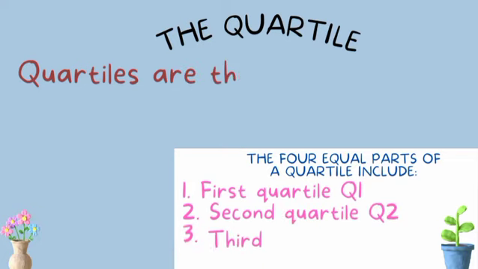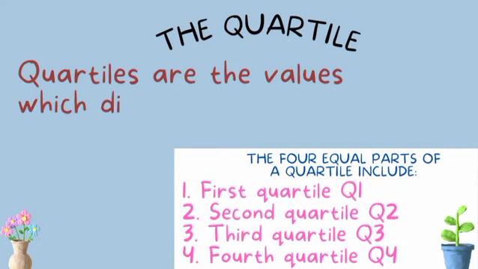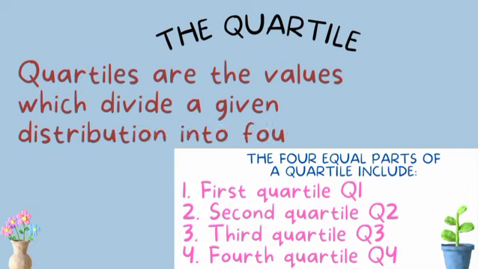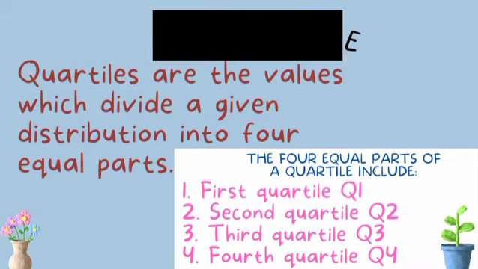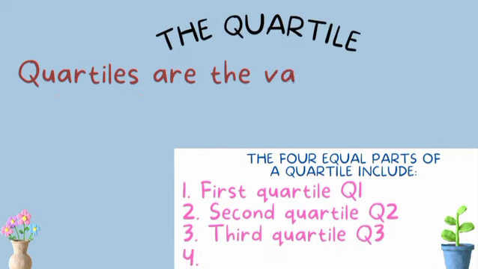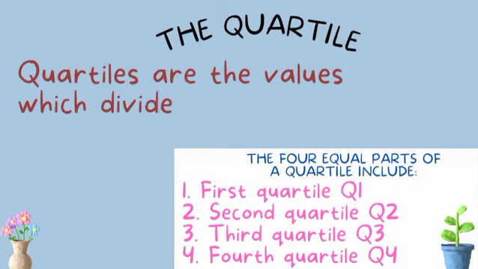We have our quartile, and our quartiles are the values which divide a given distribution into 4 equal parts. It is similar to the median, except that the median divides a distribution into 2 equal parts. And we have the first quartile Q1, second quartile Q2, third quartile Q3, fourth quartile Q4.